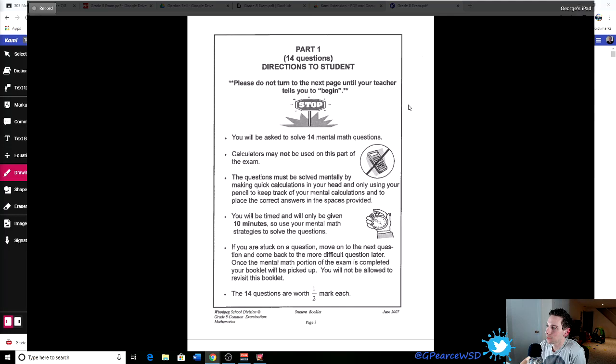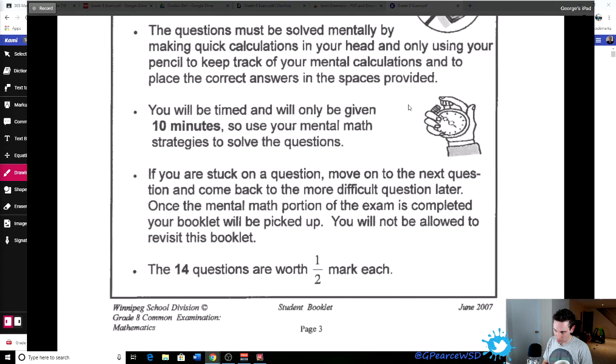All right. 14 questions. Direction to student. Please do not turn to the next page until your teacher tells you to begin. Stop. You'll be asked. Yeah, you guys can read. Right on the bottom here, 14 questions, half a mark each.